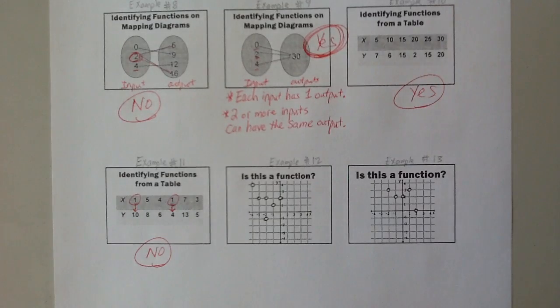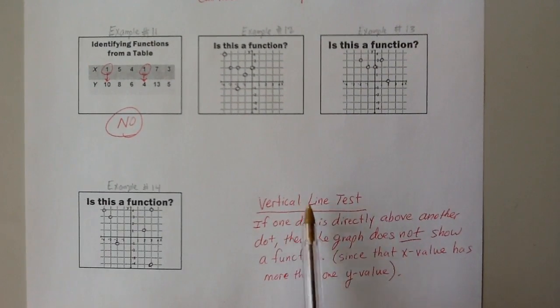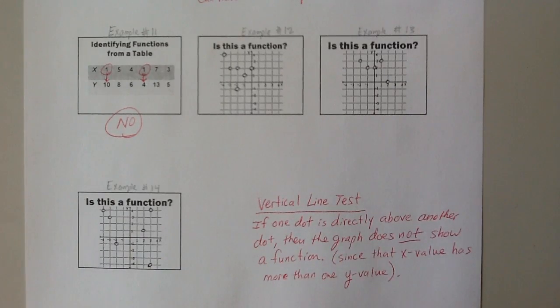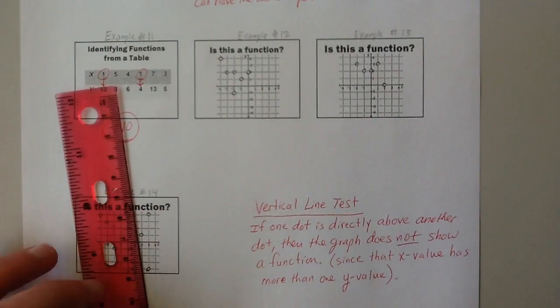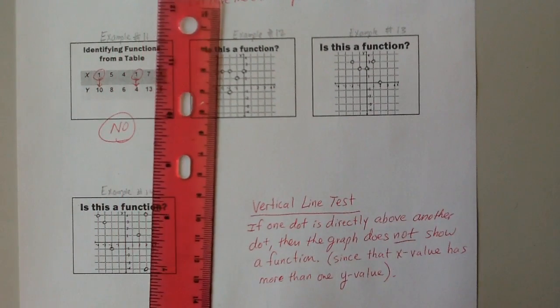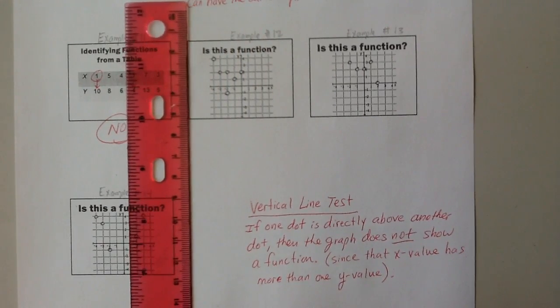Okay, in these last 3 examples, 12 through 14, I want you to write this down. We're going to use the vertical line test. The vertical line test will help us determine, just by looking at a graph, if that graph shows a function or not. Okay, now looking at example 12, if I were to take a vertical line, which is an up and down line, and slide it across the graph, there should be no dots on top of one another.